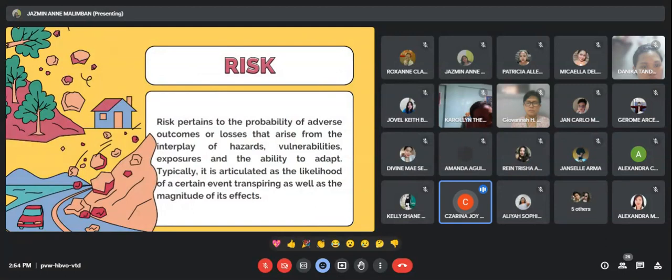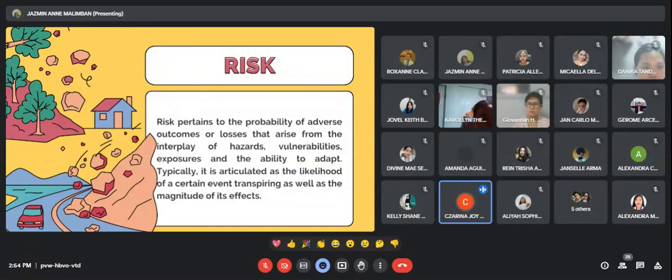So next, we have risk. Risk pertains to the probability of adverse outcomes or losses that arise from the interplay of hazards, vulnerabilities, exposures, and the ability to adapt. Typically, it is articulated as the likelihood of a certain event transpiring as well as the magnitude of its effect. So, kapag po kasi sinabi nating risk, ito po yung chance na pwedeng may mangyaring hindi maganda sa isa or iilang lugar dahil nga po sa mga unexpected events.